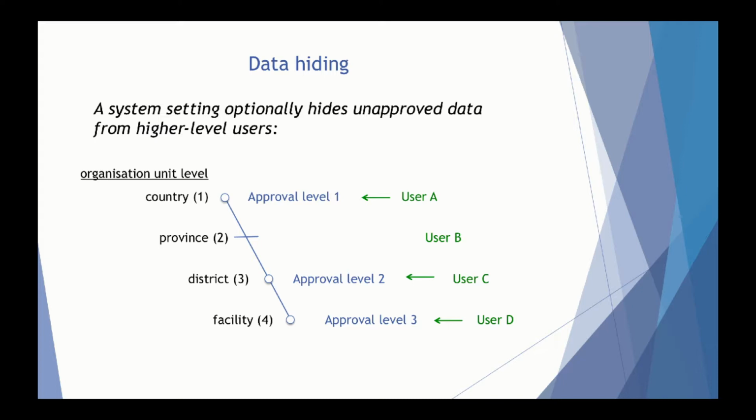The audience question is, what about user B? If you have a user who's assigned at the province level, where there is no approval level, when do you think user B can first view the data in the approval process? Any guesses? When it's approved by user A. Yeah, same time as user A. User B at the same time as user A. That's one opinion. Any others? Post user C approval. Post user C approval.